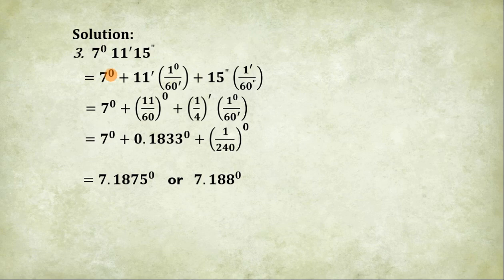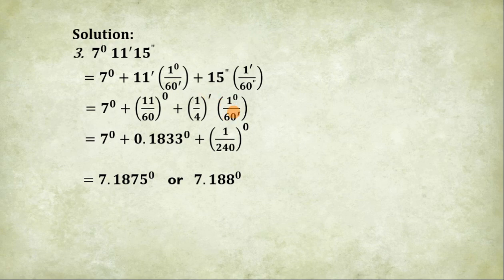For number 3, we have 7 degrees, 11 minutes, 15 seconds. So 7 degrees is isolated, plus 11 minutes will be converted to degree, multiplied by 1 degree over 60 minutes. The minutes will cancel out. So it's 11 over 60 degrees, plus 15 seconds. We will eliminate the second here by multiplying 1 minute over 60 seconds. The second here will cancel out. So we have 15 over 60, that's 1/4 minute. But take note that this minute will be again multiplied by 1 degree over 60 minutes to eliminate the minute unit.